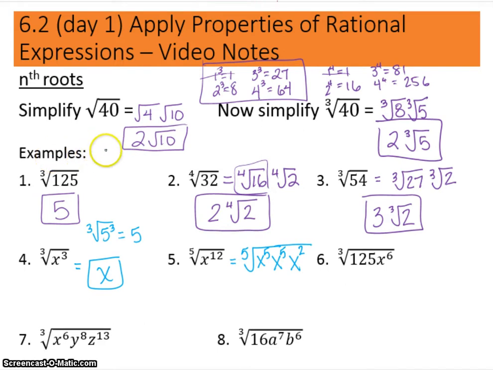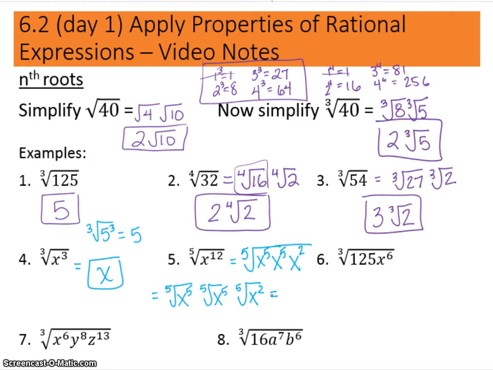Why do we want to split it into x to the fifths? Because we can fifth root those. And if we want to split this up further so we can see this, we're going to have the fifth root of x to the fifth times the fifth root of x to the fifth times the fifth root of x to the second.